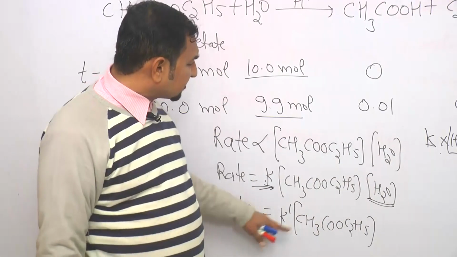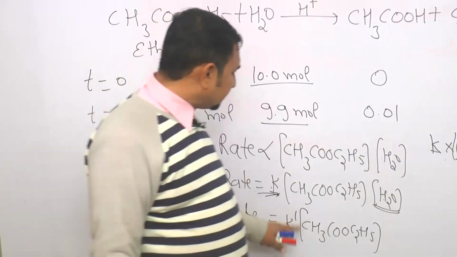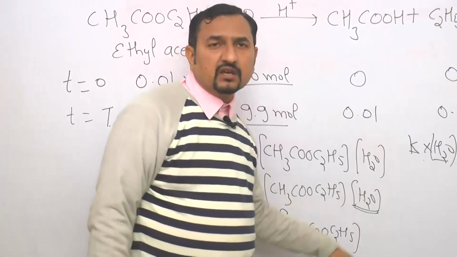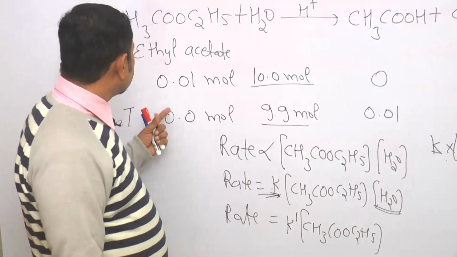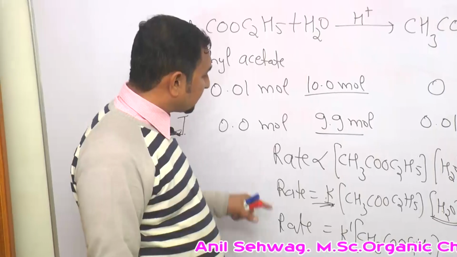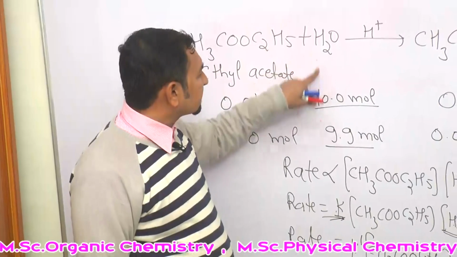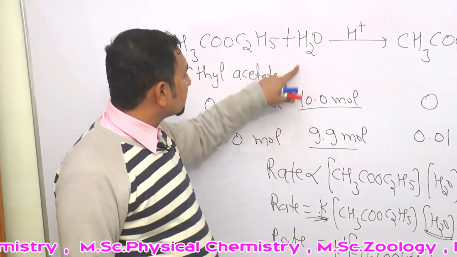It means in the rate law, the rate is directly proportional to the concentration of ethyl acetate. It depends upon the concentration of ethyl acetate and does not depend upon the concentration of water. So now this reaction appears to be a first order reaction. So these reactions are known as pseudo-unimolecular reactions, which are not truly first order but become reactions of first order when one of the reactants, here the reactant is water, is taken in large excess, so its concentration remains constant.